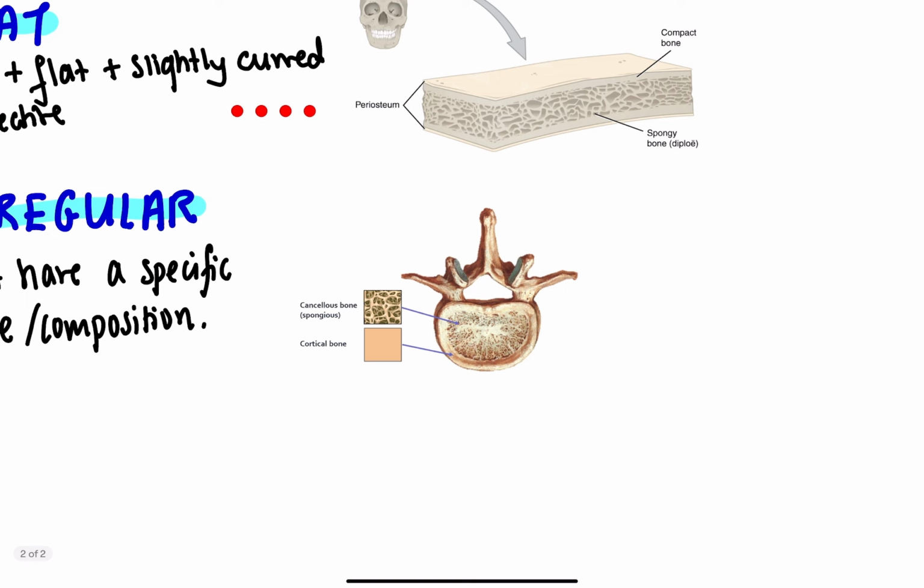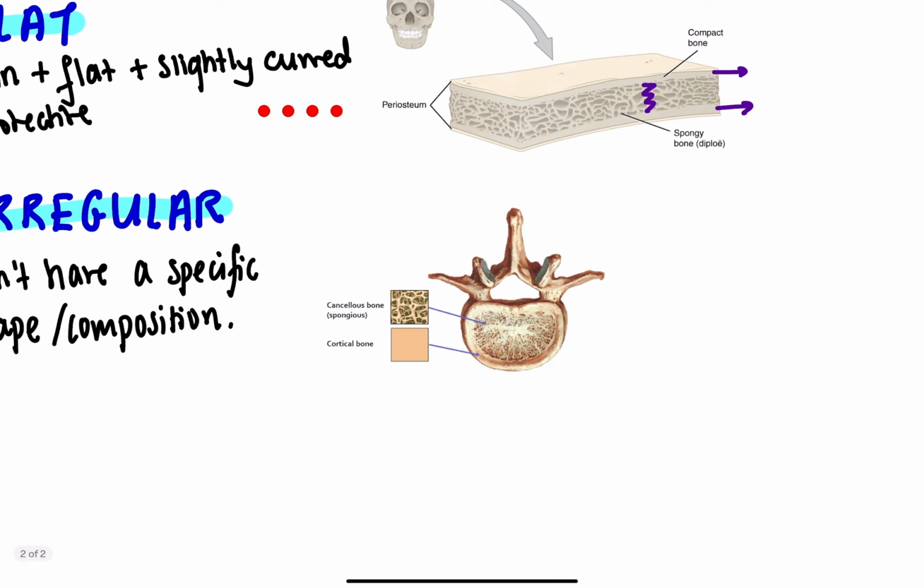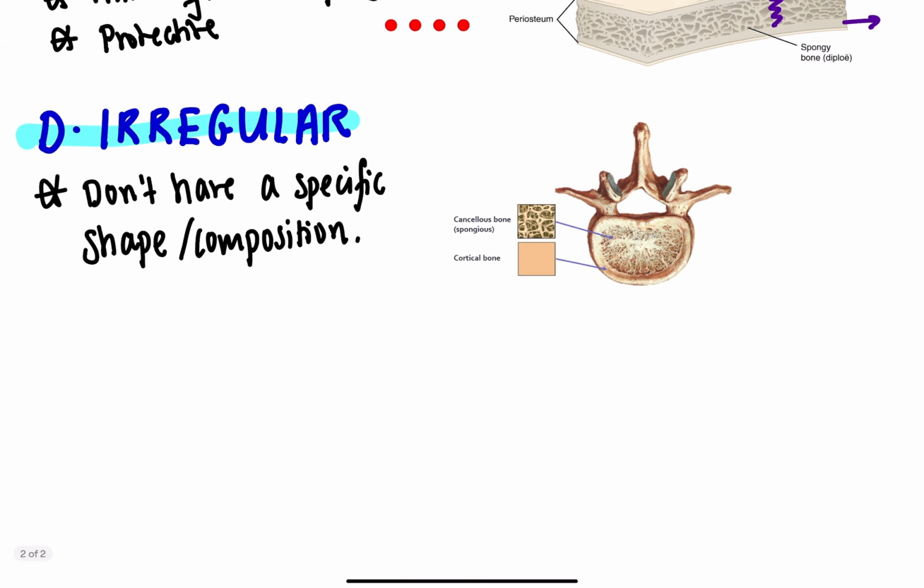We've got two compact sheets of bone, and in between them is spongy bone. And this is the general composition of a flat bone. So we've got two sheets of thin compact bone, and between them, spongy bone.